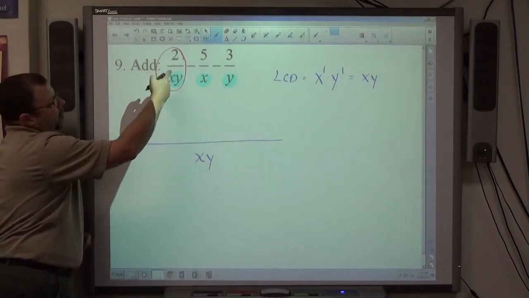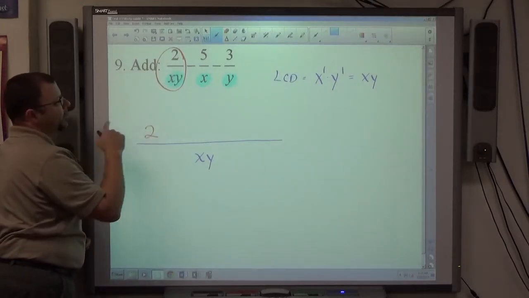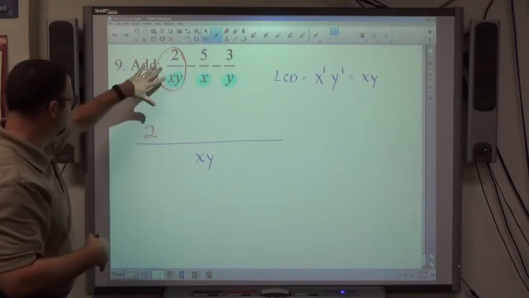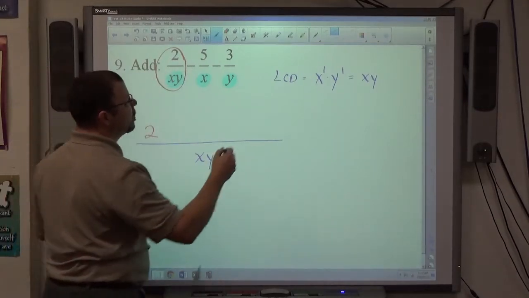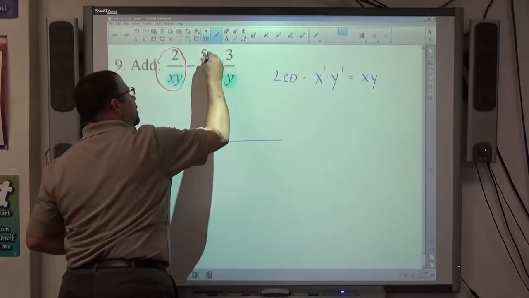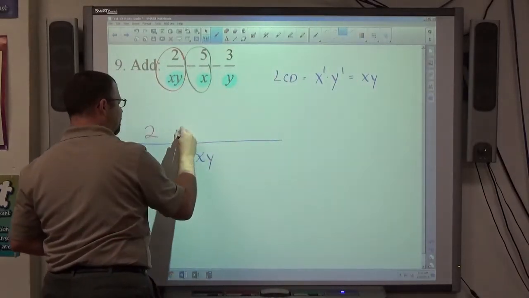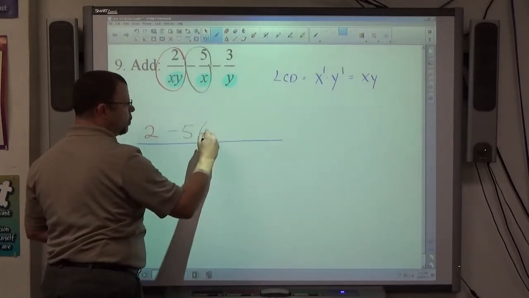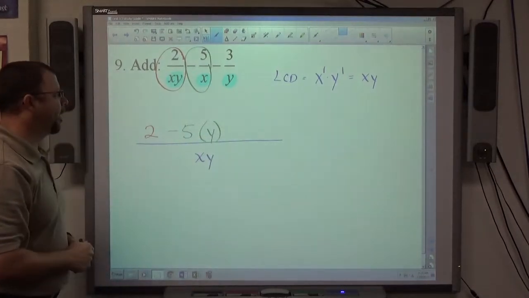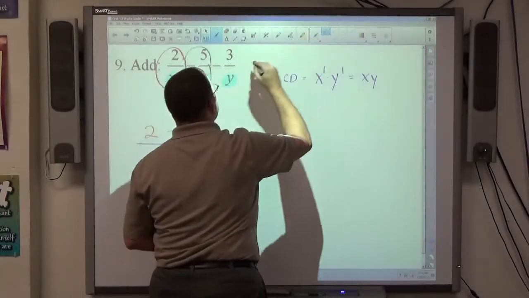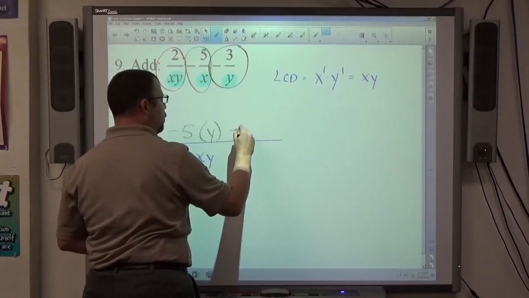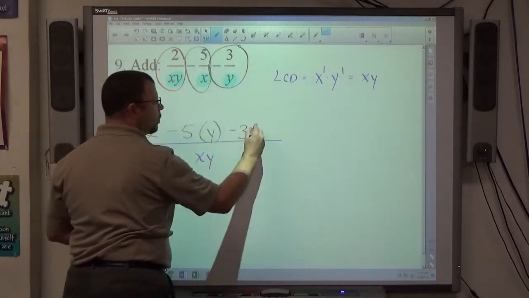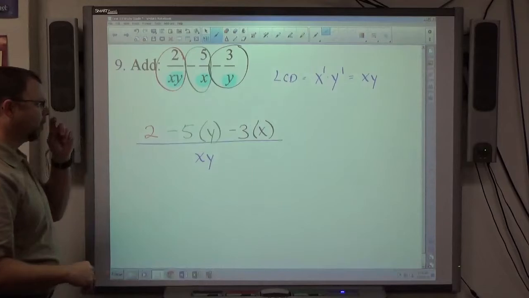So, the one I have circled in red, 2 is the numerator already. XY stays XY, nothing changes, nothing happens. So this one's fine, no changes necessary. Second fraction starts off with minus 5. This is x, it became xy, y is new, so we've got to multiply negative 5 times y. Next fraction starts off with negative 3 in the numerator. The denominator was y, now it's xy. X is new, so x is necessary on top. So that's what you do.